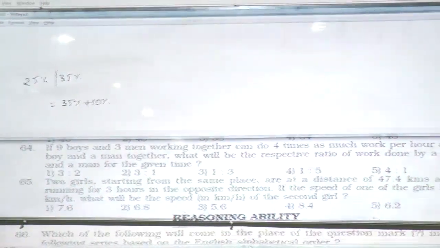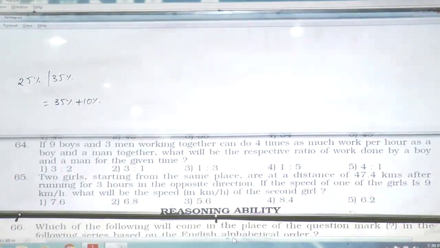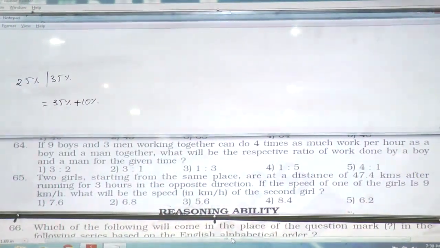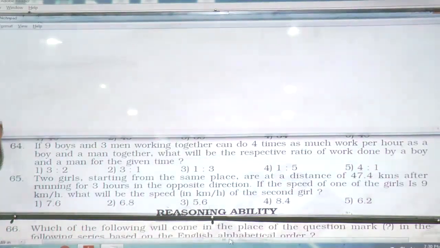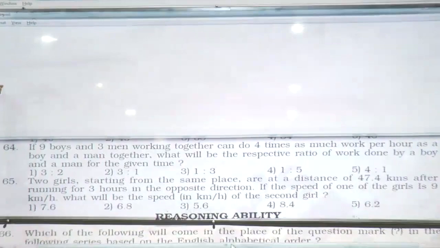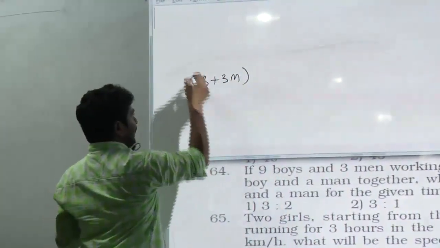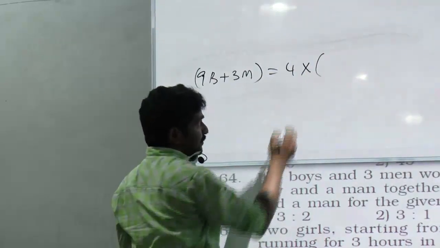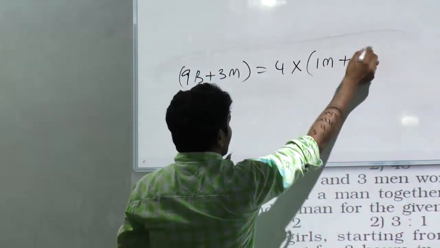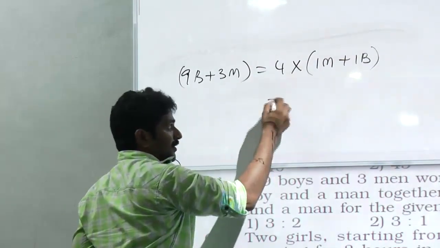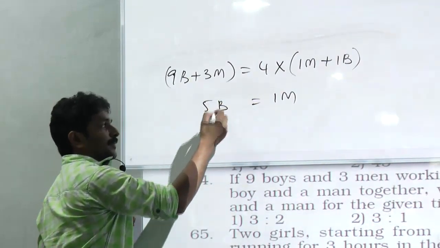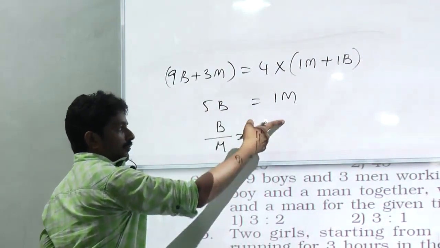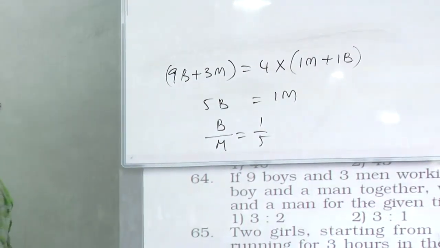9 boys and 3 men working together can do 4 times as much work per hour as a boy and a man can together. What will be the respective ratio of work done by a boy and a man for the given time? This is also the same question given in our material. 9 boys and 3 men can do 4 times as much as a man and a boy can do. We have 3 men here, 4 men there. That is 1 man, 4 boys, 9 boys. Difference 5 boys. Boy to men ratio, 5 goes to right hand side, that becomes 1/5. Ratio is 1:5.